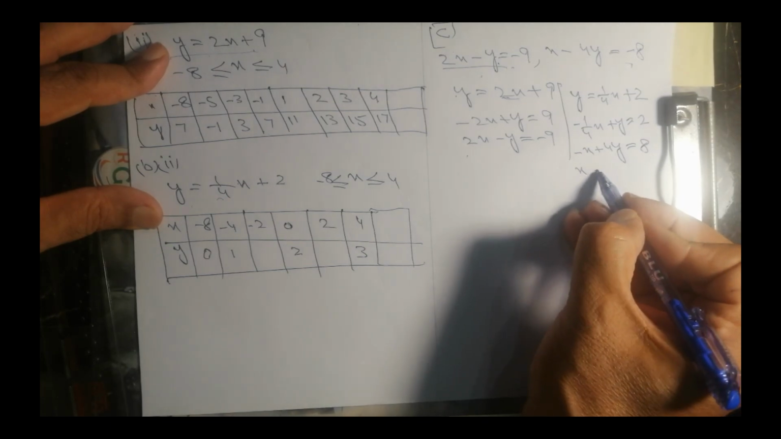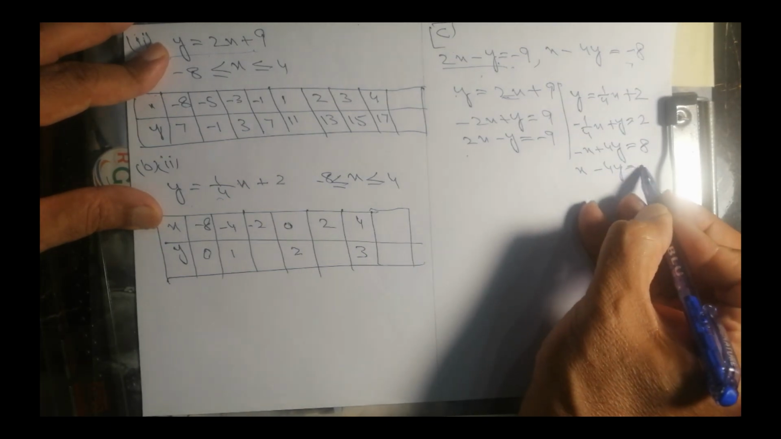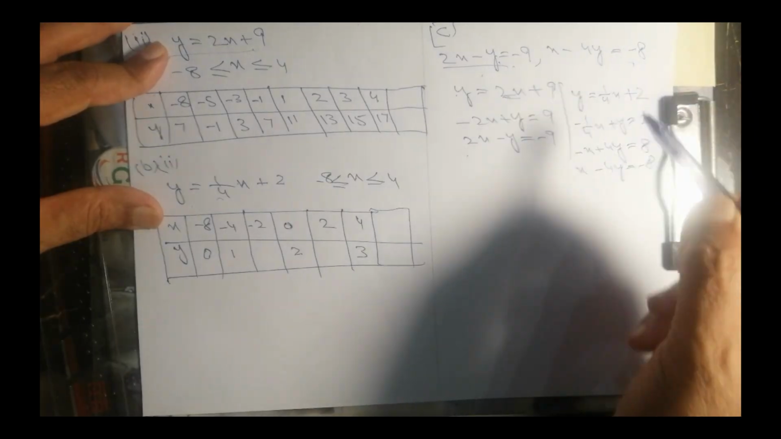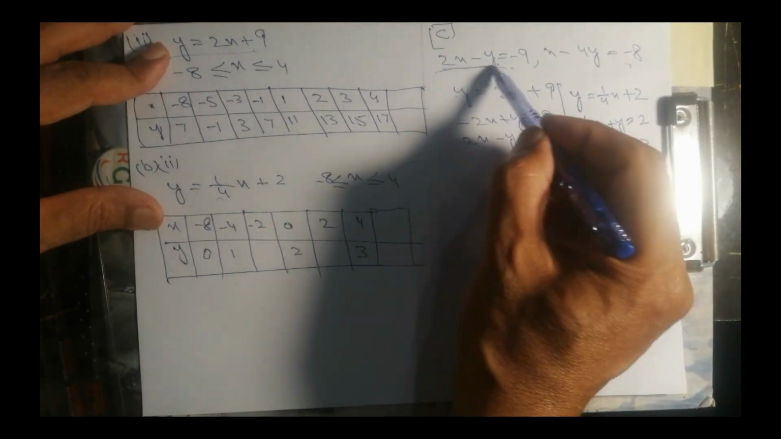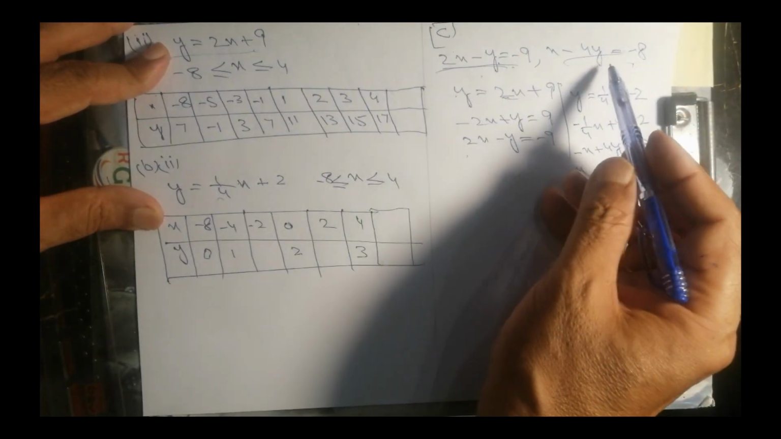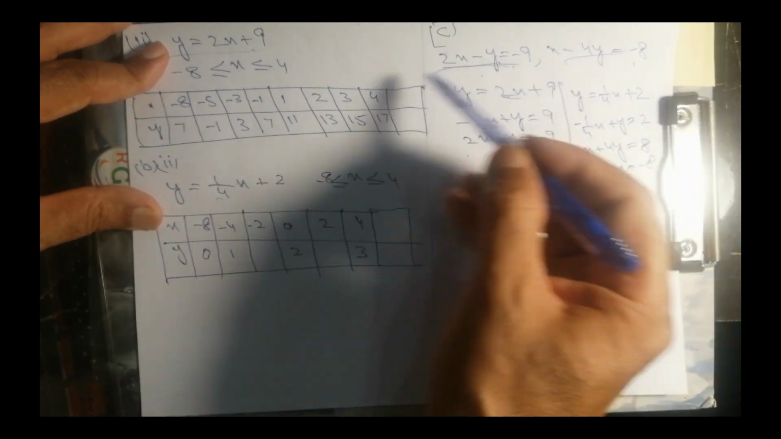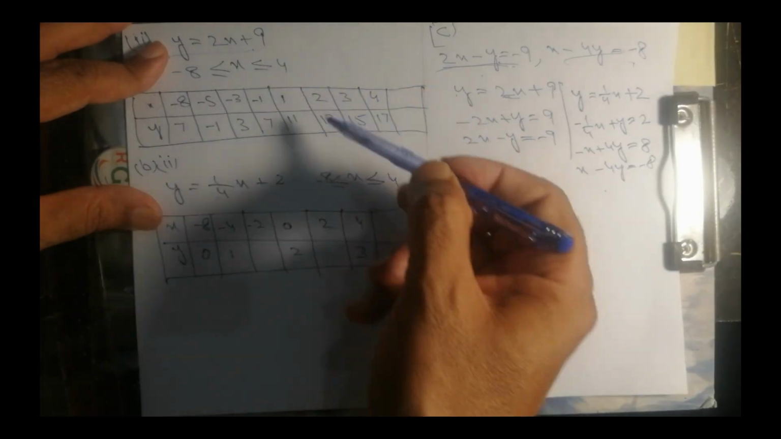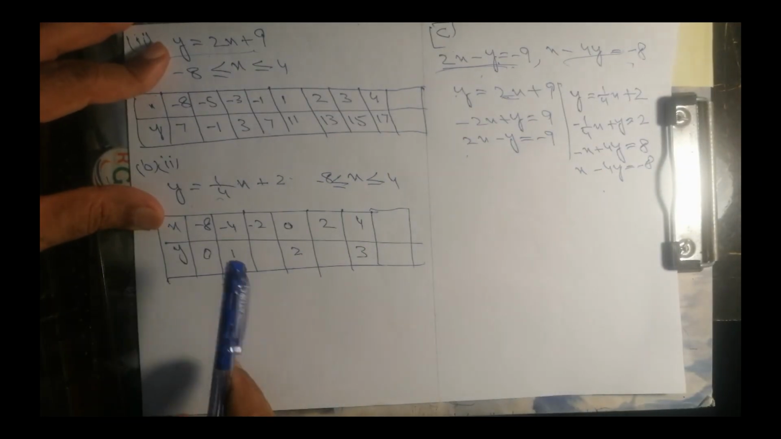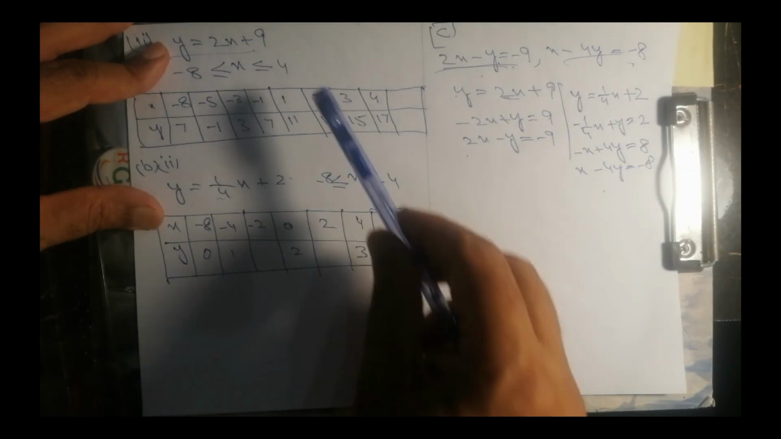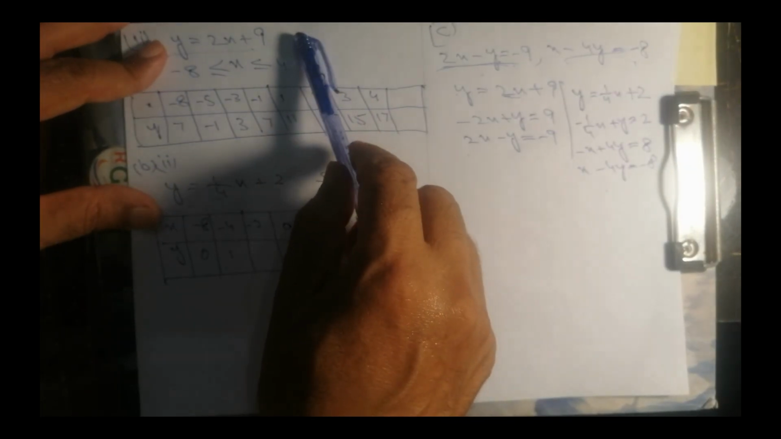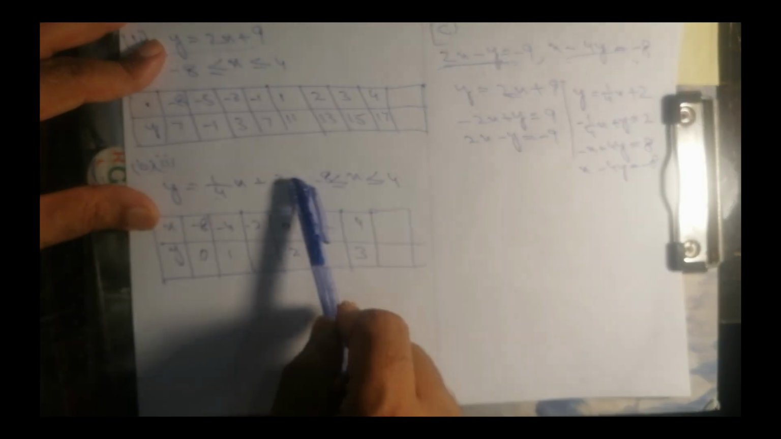This will be plus x minus 4y minus 8. So you see exactly, when he's told to solve these equations, it means he is saying to solve this equation and this one. Solve means we need to find the point of intersection. So we already plotted the lines for this equation and this one on the graph.